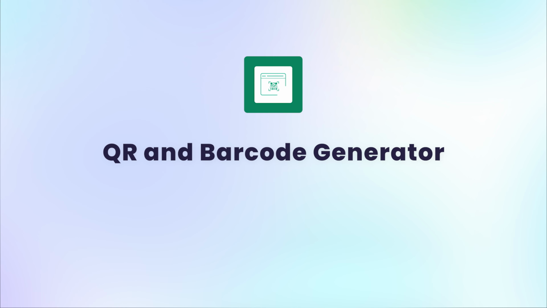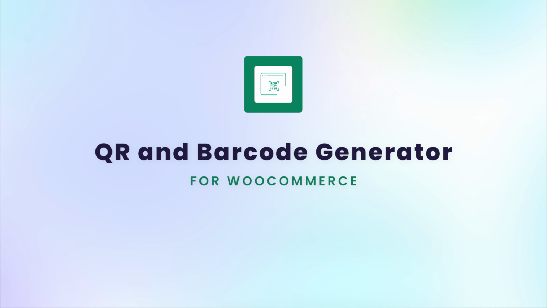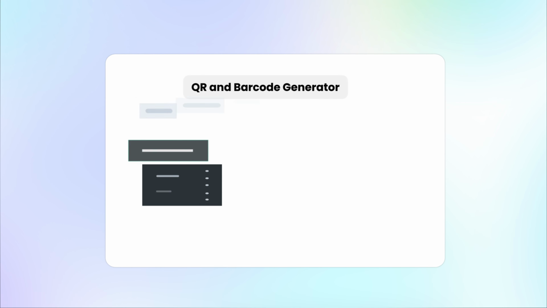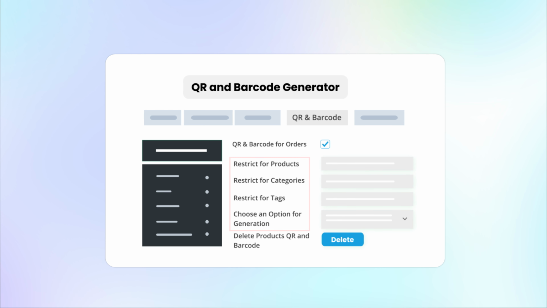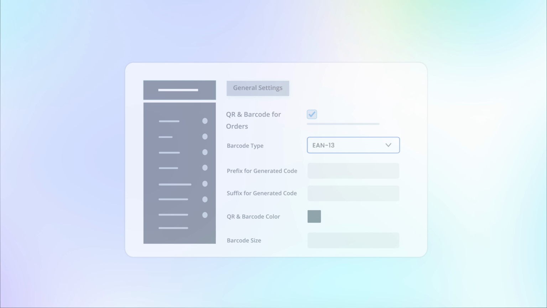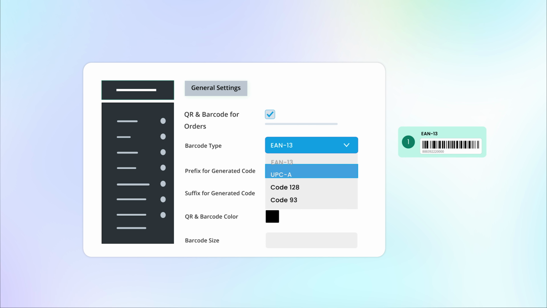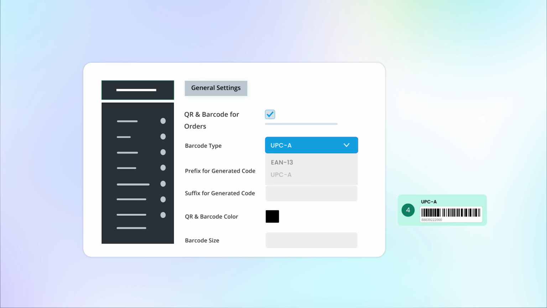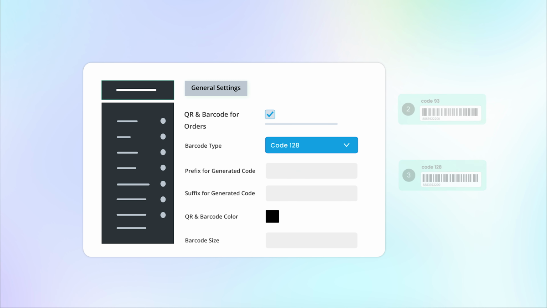With QR and Barcode Generator for WooCommerce, you can automatically generate unique QR codes and barcodes, whether for individual products, variations, or entire orders. Choose from multiple barcode standards like EAN13, UPCA, Code 128, or Code 93. Add custom prefixes, suffixes, and customize colors, sizes, and placement on product pages.